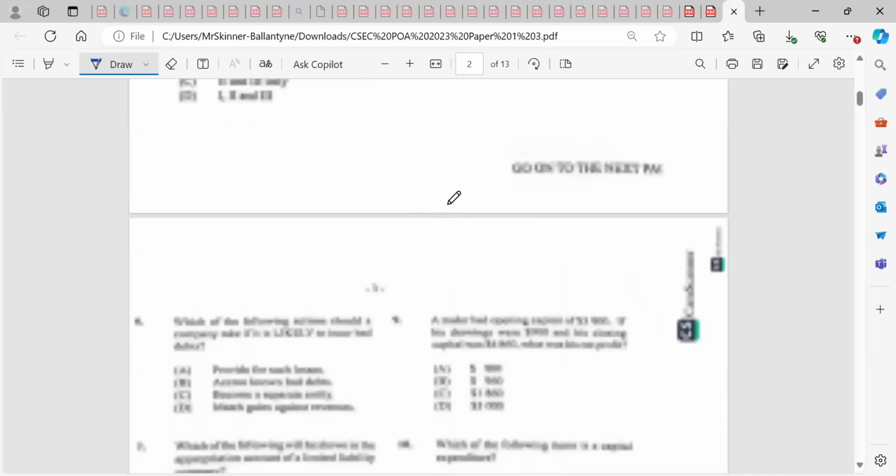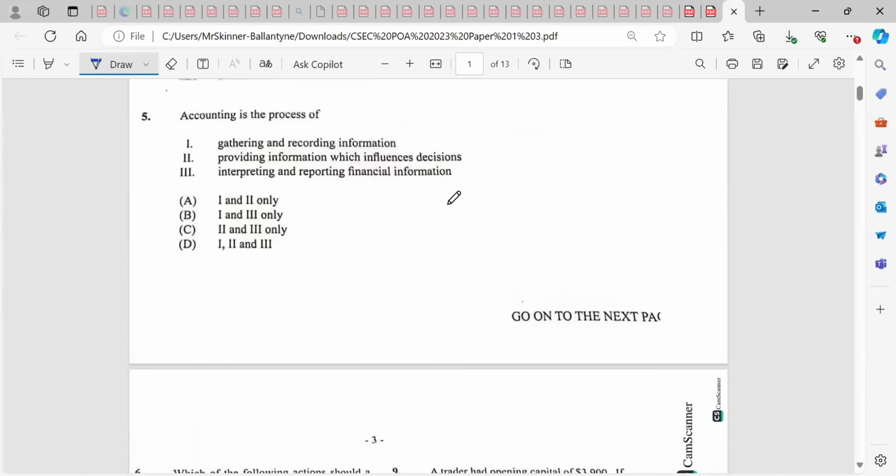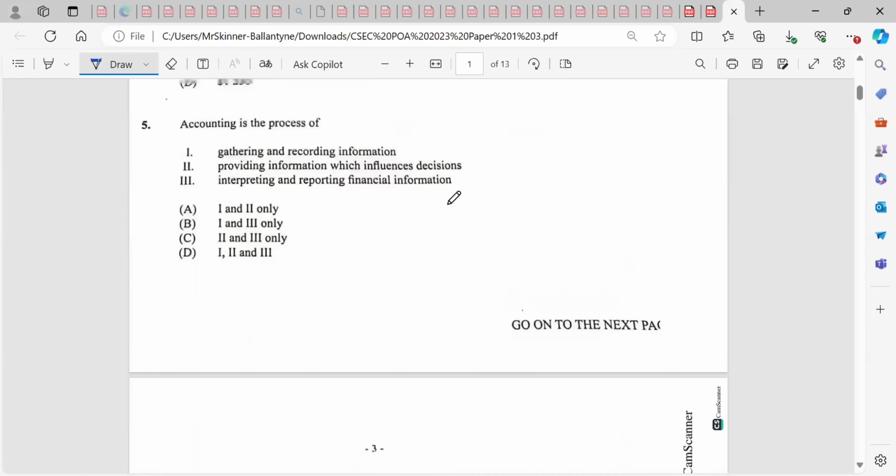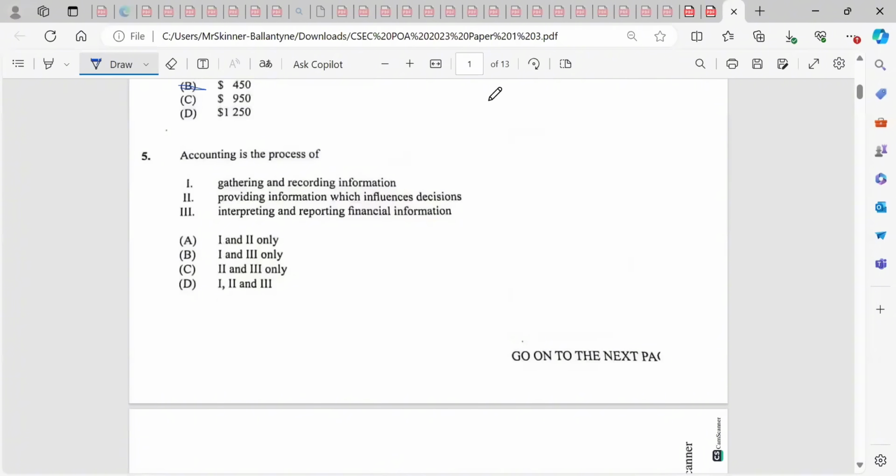Number 5. Accounting is the process of gathering information. Is it now 1, 2, and 3? 1, 2, and 3, sir. All 3 of them are part of accounting.